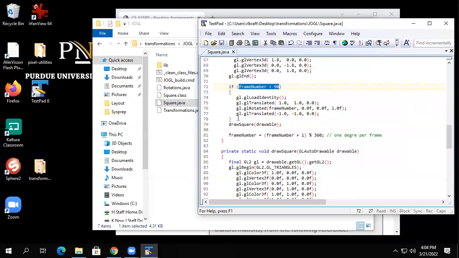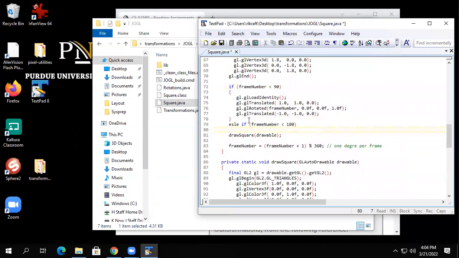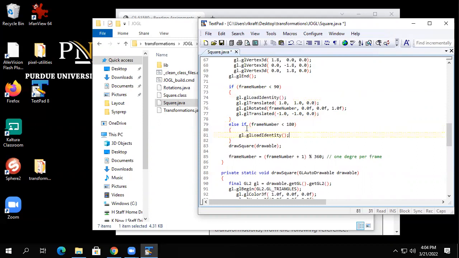So what I'm going to do here is say, else if frame number is less than 180, here's what we're going to do. Okay, let's make sure we start with an identity matrix. Okay. Now I'm going to just copy and paste and then make changes.